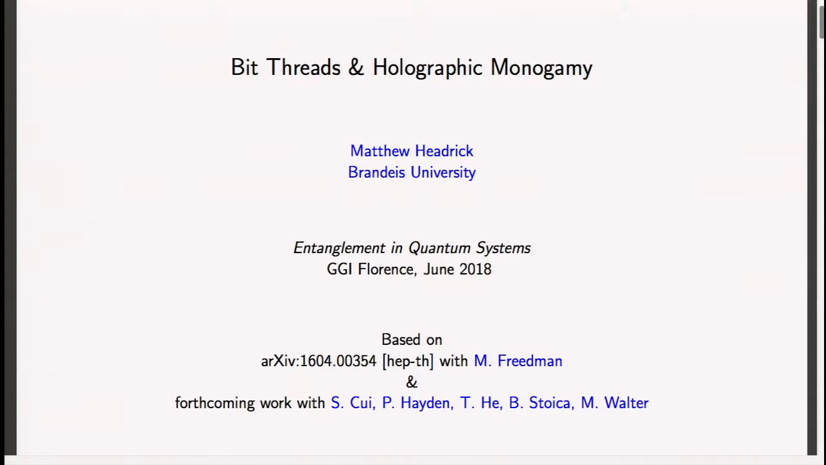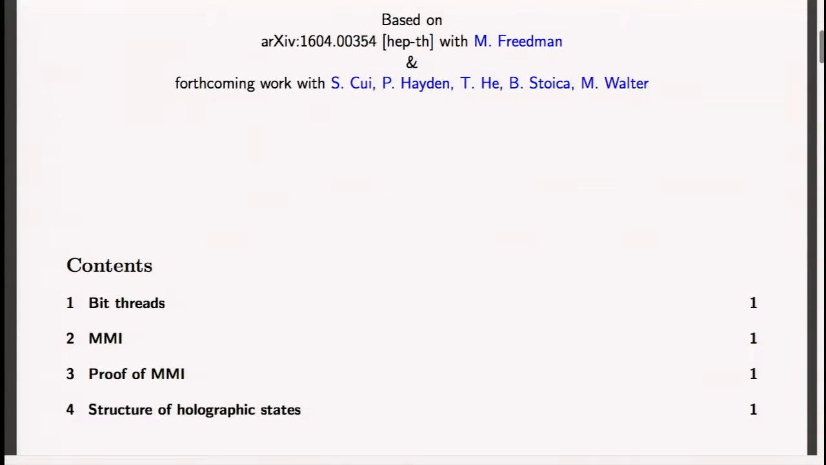The tool I'm going to use is this new way of thinking about holographic entanglement entropy called bit threads, which Mike Friedman and I developed a couple of years ago, and which I'll explain. So the good news is that the whole talk fits on one slide. The bad news is it's a very long slide. In the first part, I will remind you about holographic entanglement entropy and tell you about bit threads.